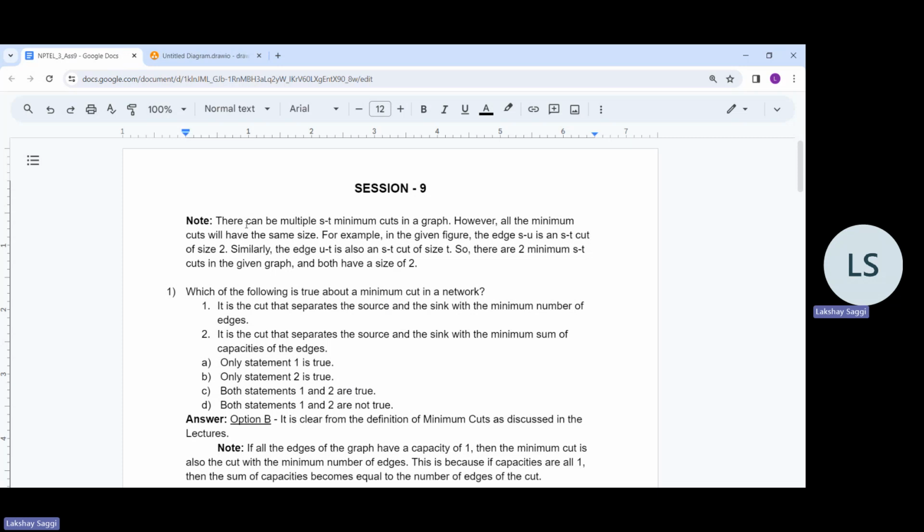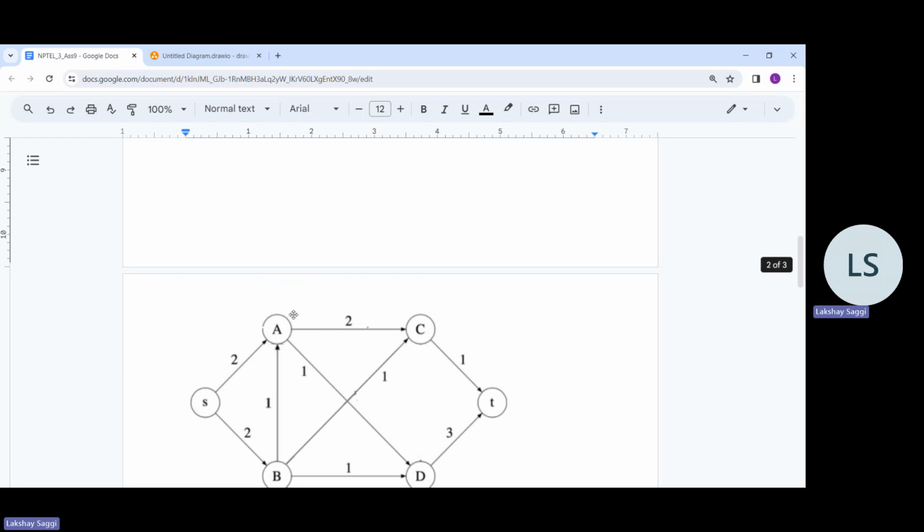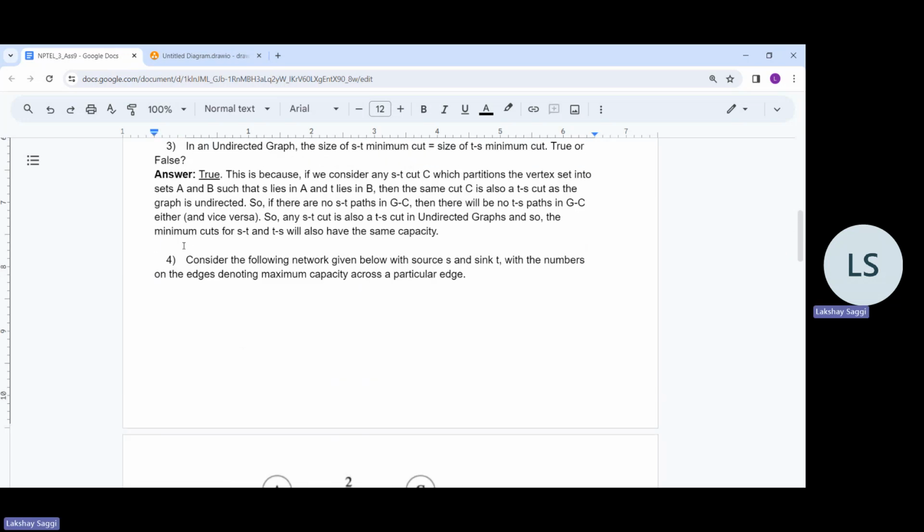So this is one important property, and why is this important? Maybe it can come later, but just keep in mind that there can be multiple ST cuts. But the minimum cuts will all have the same size, even though there can be multiple minimum ST cuts. So now maybe we can move on to the fourth question.